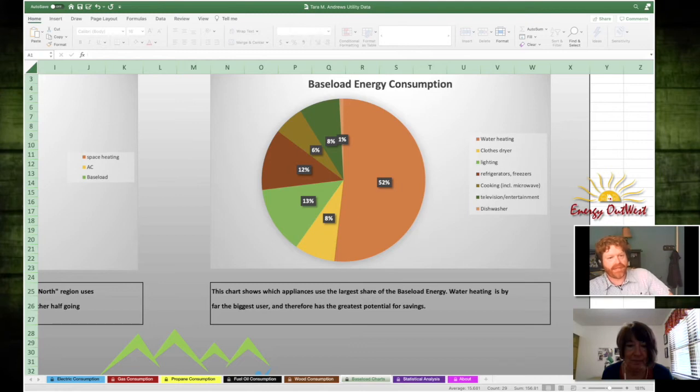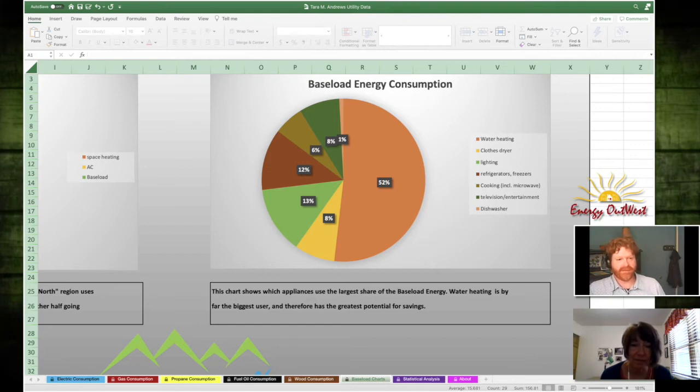But really, what we like for this is, it's very, very common for people to ask me, well, how much energy does my cell phone charger use? And when we look at this, you'll see that it doesn't have a category of its own. It would just fall into other.